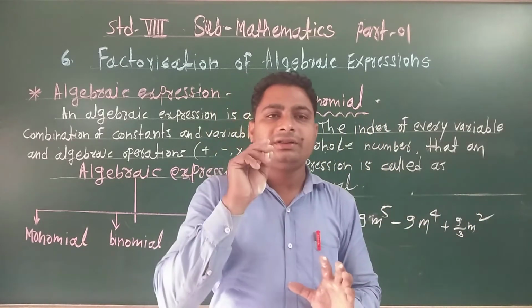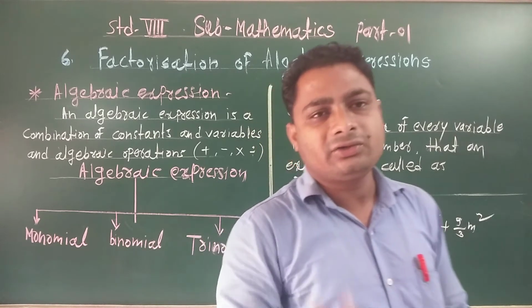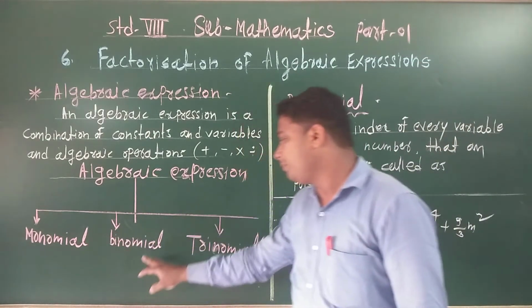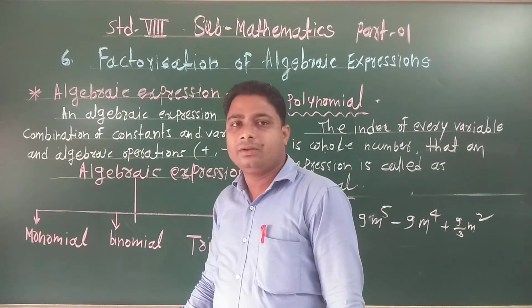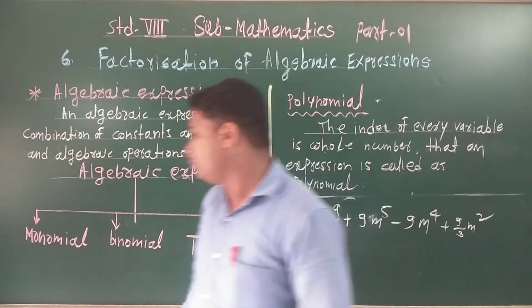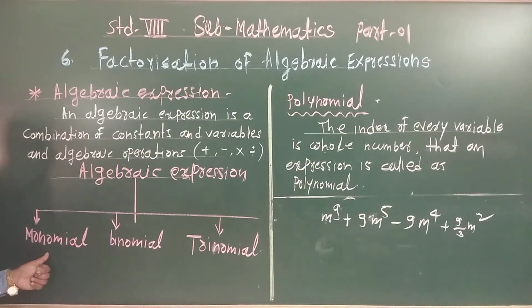Okay. So polynomials are of three types: monomial, binomial, and trinomial. What is the definition of monomial? A polynomial in which there is only one term is called a monomial. So that is 9x square, only one term. So that is called a monomial.